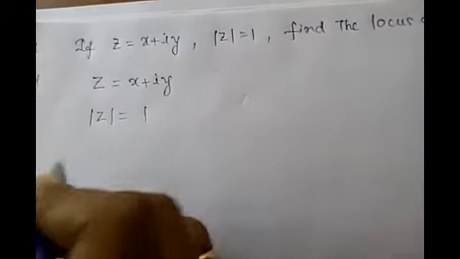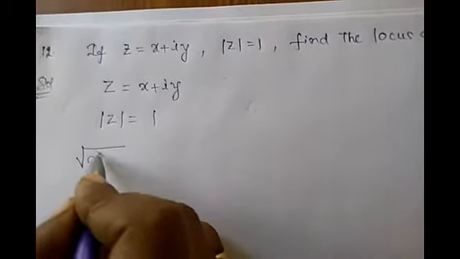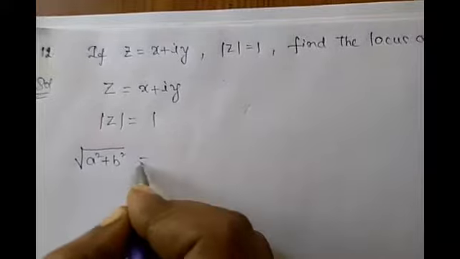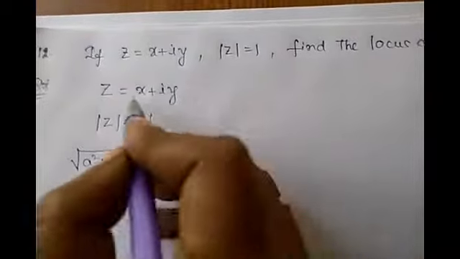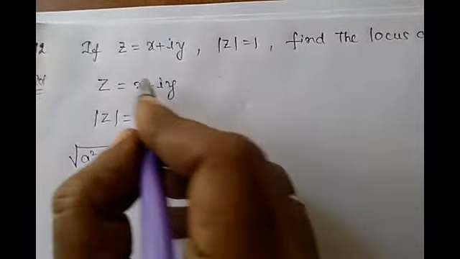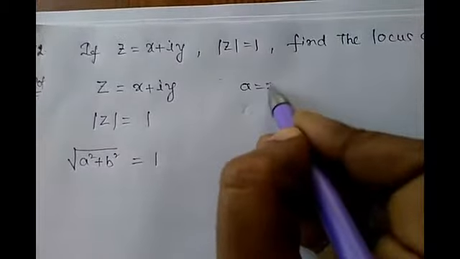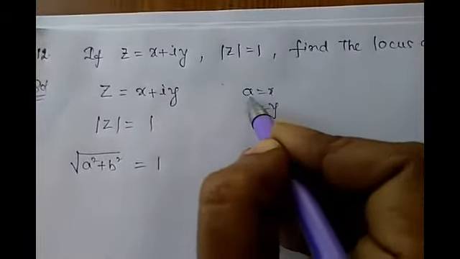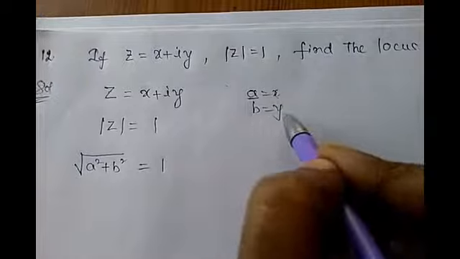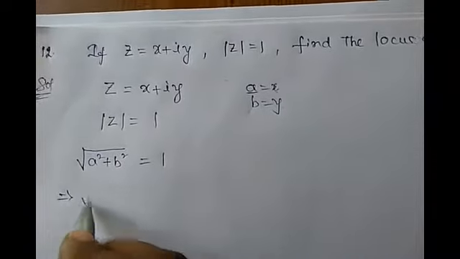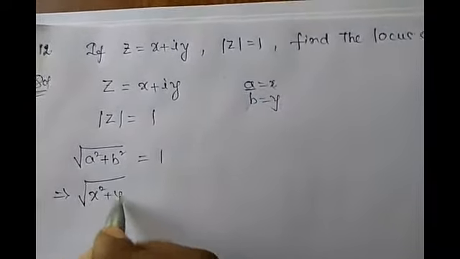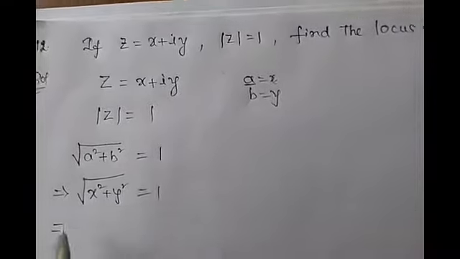What is the formula for modulus of z? Square root of a square plus b square is equal to 1. Here in this z, what is the real part? a is equal to x and b is equal to y. Real part is x and imaginary part is y. Now which gives square root of x square plus y square is equal to 1.